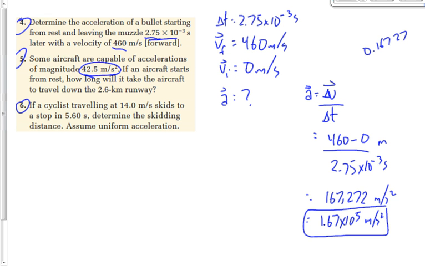All right. This aircraft is starting from rest. How long will it take the aircraft to travel down a 2.6 kilometer runway? I'm actually going to circle that kilometer in red there because I'm dealing with acceleration now. With acceleration, I always want to go to my standard units of meters and seconds. So I don't want to be in kilometers, and I just want to draw attention to that so I remember to convert that to meters as I'm doing the question.